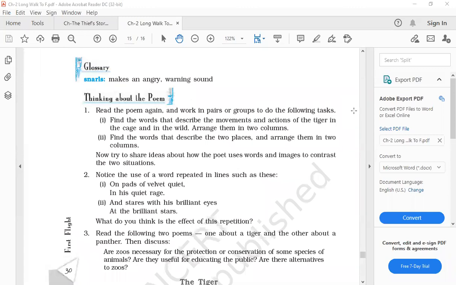Yes, Dilpreet beta, go ahead. It expressed both the anger and brightness in the eyes of the tiger. Okay, anything else? Anybody else? Yes, Gurnoor. Good morning, ma'am. Good morning.